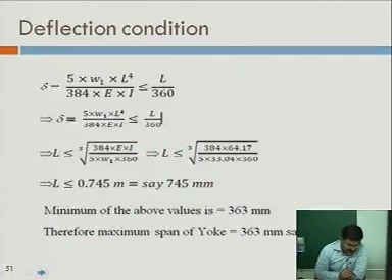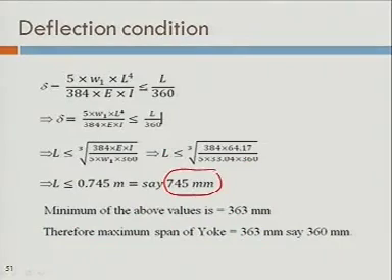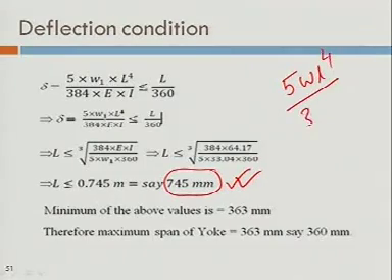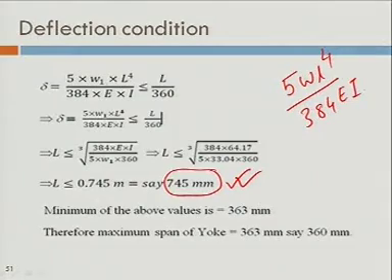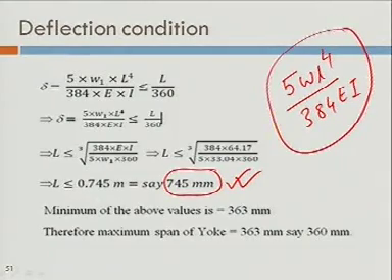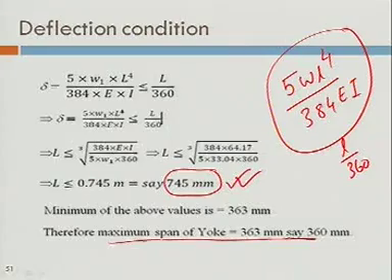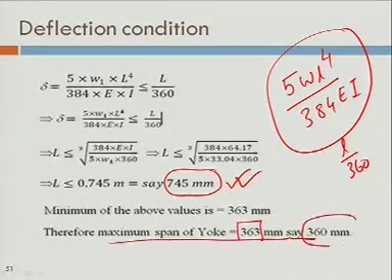So, for deflection, are you getting this 745? Using deflection, I think you should be getting 745. The formula would be 5WL raised to power 4 upon 384 EI. This formula you will be equating to L by 360. So, the minimum of the three values, you find that the maximum span of yoke is 363 millimeter. We can say it 360 millimeter.